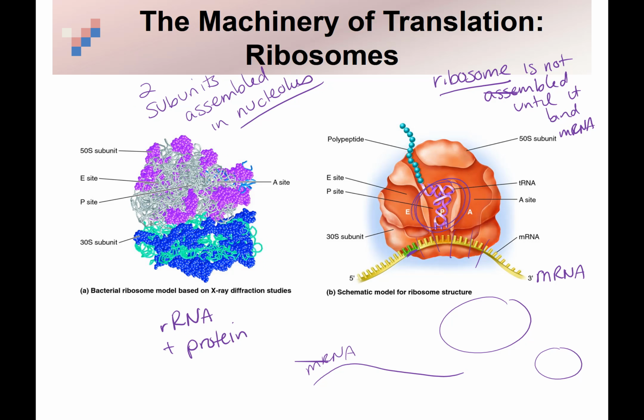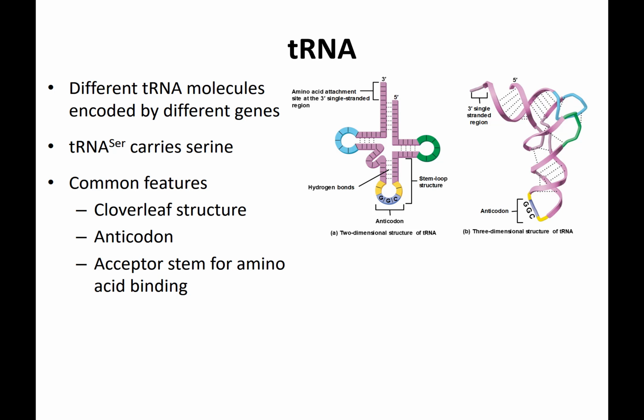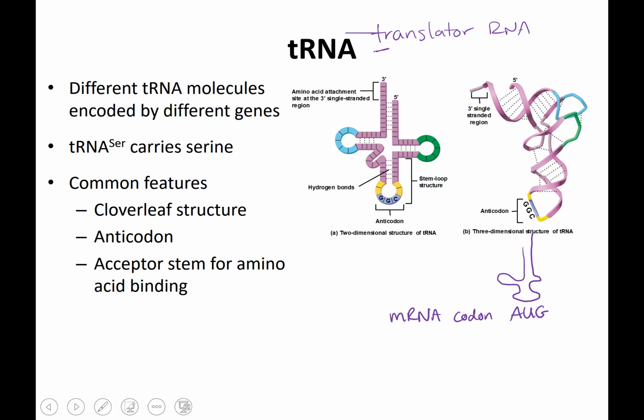This crazy squiggly thing is called a tRNA. I like to call it the translator RNA, but that's not technically its name, but it helps me remember it. This is the middleman. This guy reads the mRNA codon. Let's call it AUG. It brings in this crazy other RNA structure that has an amino acid on it.